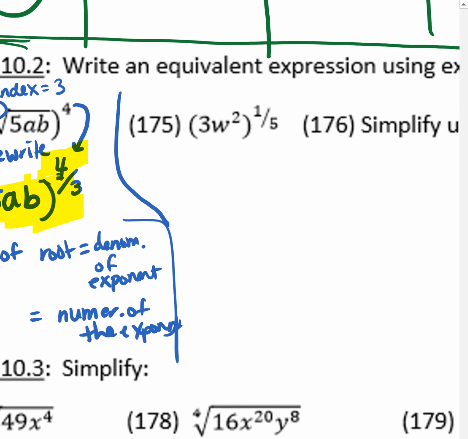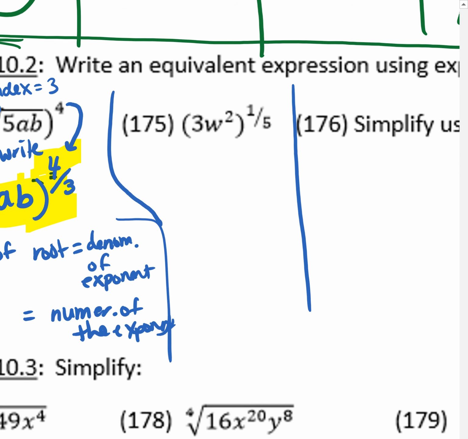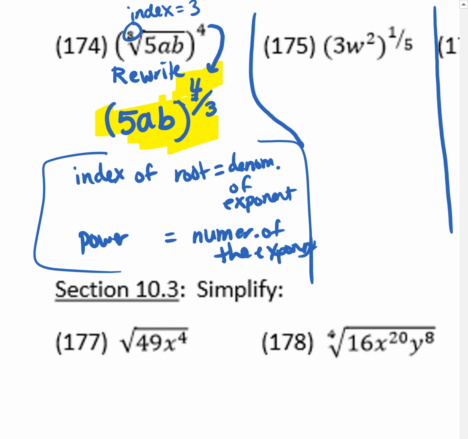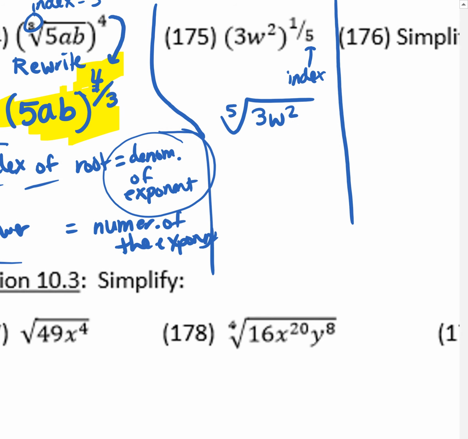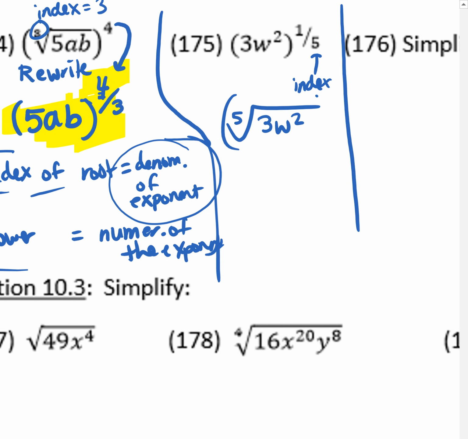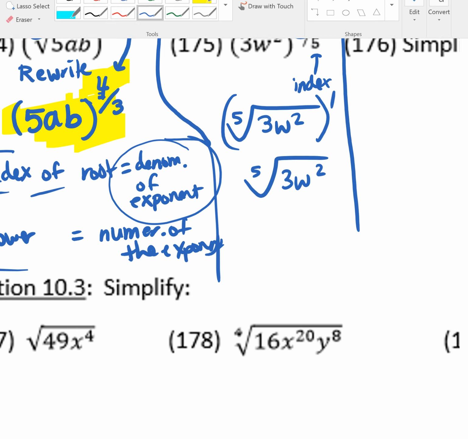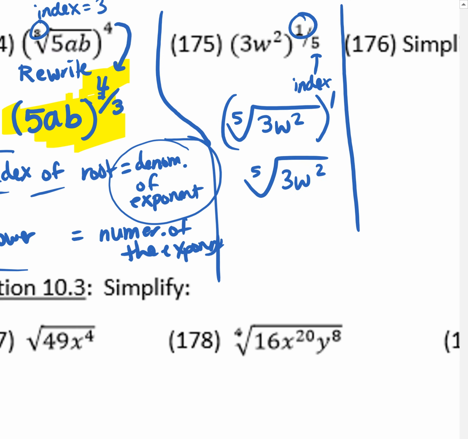And kind of similar for number 175, except now it's kind of backwards. We have something to the 1/5 power. Remember what we said down here. The denominator of the exponent, which ours is 5, that'll become the index of the root. So it must be a 5th root of all the stuff that was inside the parentheses, 3w squared. And since the numerator was just a 1, we could put this all to the 1 power, but anything to the 1 power is that thing, so you don't really need that 1 power. It'd only be if that was anything but a 1, like a 2, 3, 4, 5.